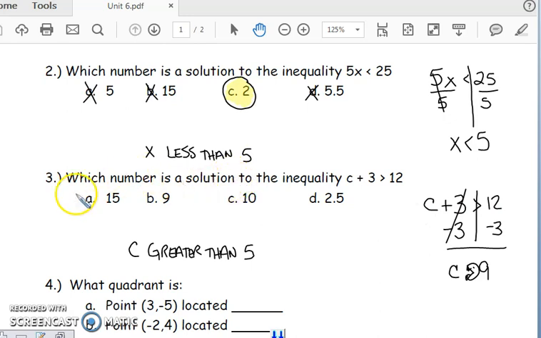So which one of these is greater than? Whoops, I wrote 5. It should be 9. 15, yep. 9, nope. 10, yep. 2.5, nope. So this one actually has 2 options. Okay, moving on to the next question.